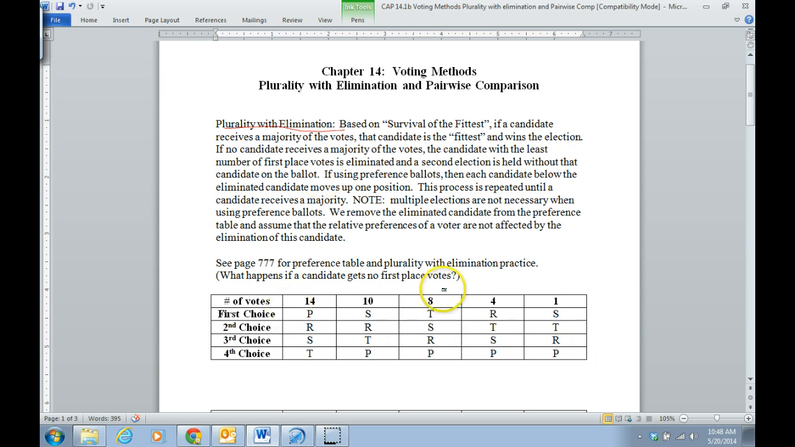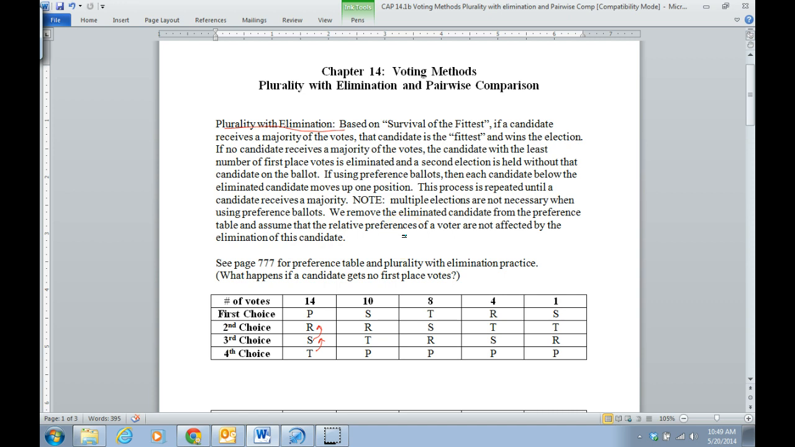What we've got here is that we are using a preference ballot. So then each candidate below the eliminated candidate moves up one position. So if, say, R is eliminated, then S will go up one, T will go up one. Okay? All right. So this process is repeated until we have our majority. Note, multiple elections are not necessary when using preference ballots. We remove the eliminated candidate from the preference table and assume that the relative preferences of the voters are not affected by the elimination of the candidate.